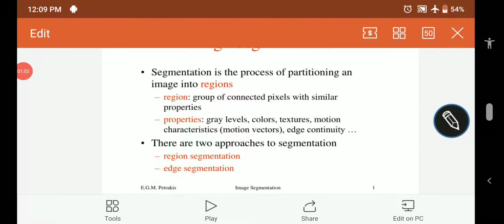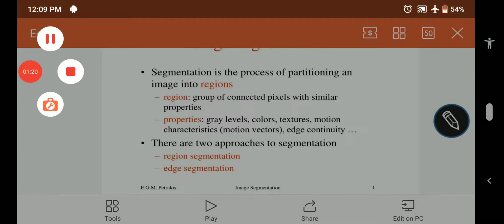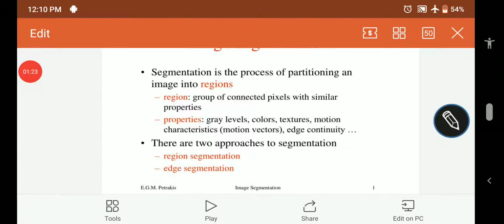Segmentation of non-trivial images is one of the most difficult tasks in image processing. Segmentation accuracy determines the eventual success or failure of the computerized analysis procedures. Because of this, considerable care is required to improve the probability of accurate segmentation.